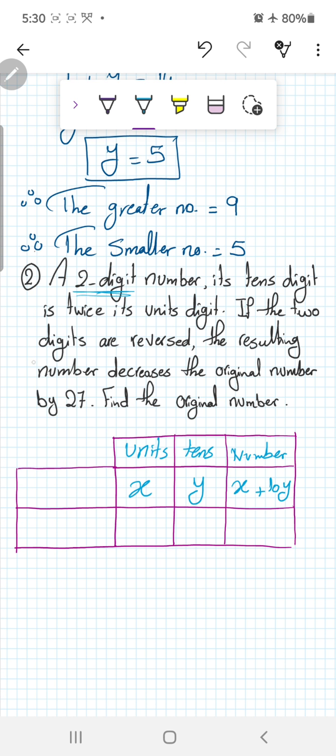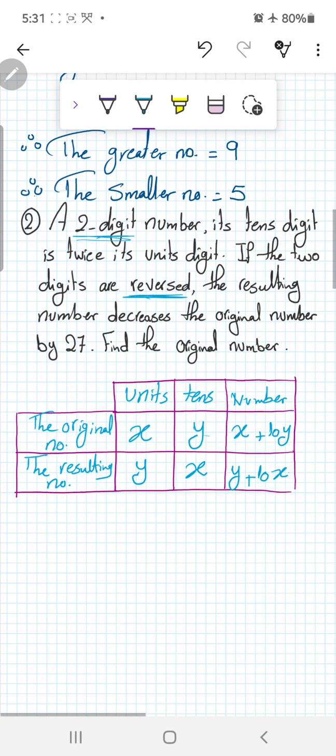Okay, if the 2 digits are reversed, what's the meaning of reversed? Reversed means exchange. The units will be tens and the tens will be units. So here we have the original number, and here we have the resulting number. In the resulting number we have reversed, it means exchange. So the units will be y and the tens will be x, so the number will be y plus 10x.